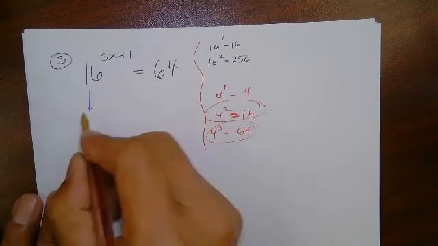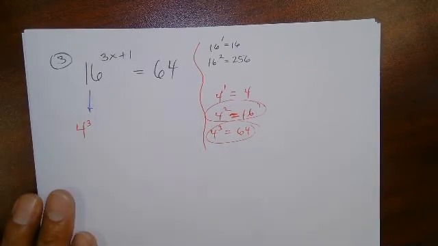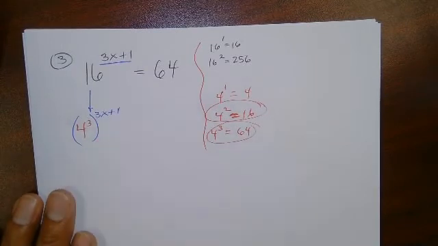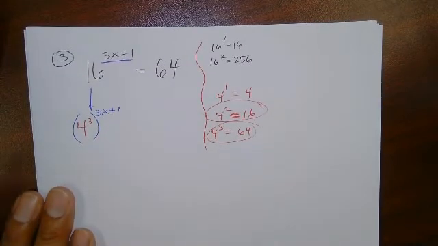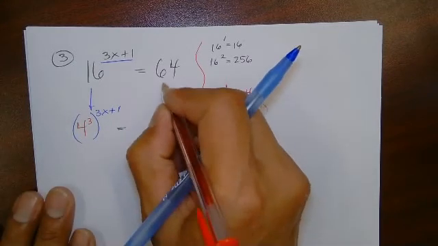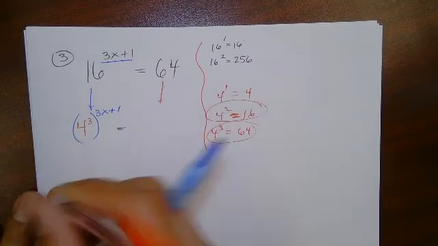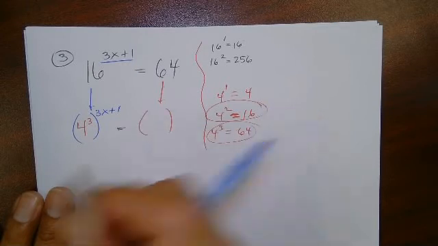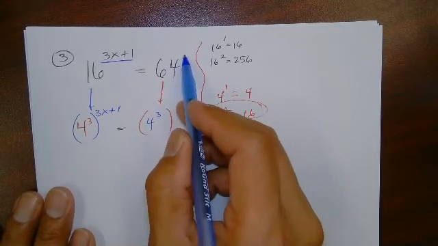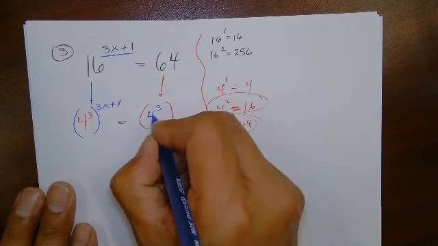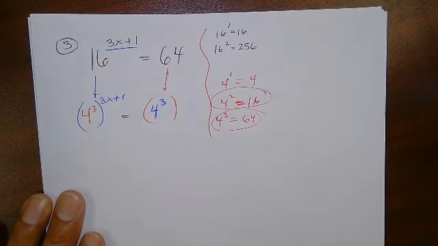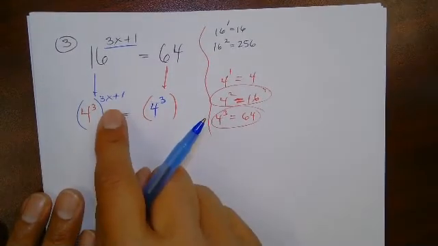So this first one, 16, can be 4 to the power of 3. But keep in mind, we still have this 3x plus 1 up here. And that's going to equal, and now this 64 can be written as what? 4 to the power of 3 is 64. Oh, that doesn't have an exponent, so just leave it 4 to the power of 3. Oh, I didn't need the parentheses.